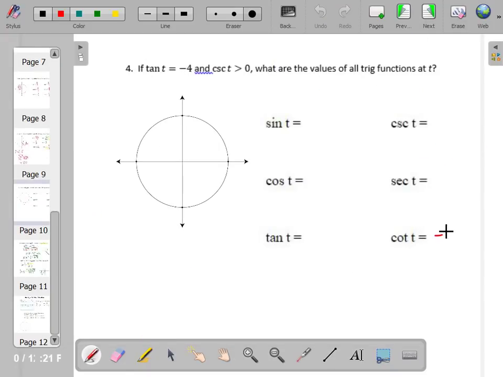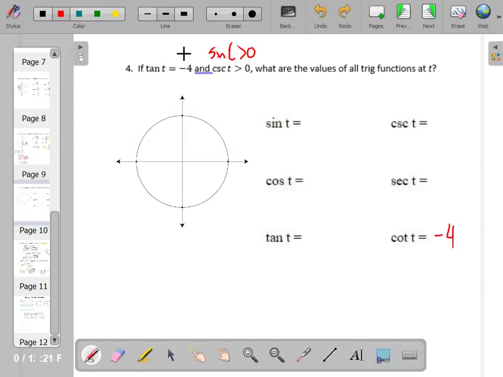Tangent is -4. Okay, and what does this mean? I'm being very sneaky here. Cosecant is greater than 0. Cosecant is the reciprocal of sine. So if cosecant is greater than 0, then so is the sine. So the sine is greater than 0. Where is sine greater than 0?